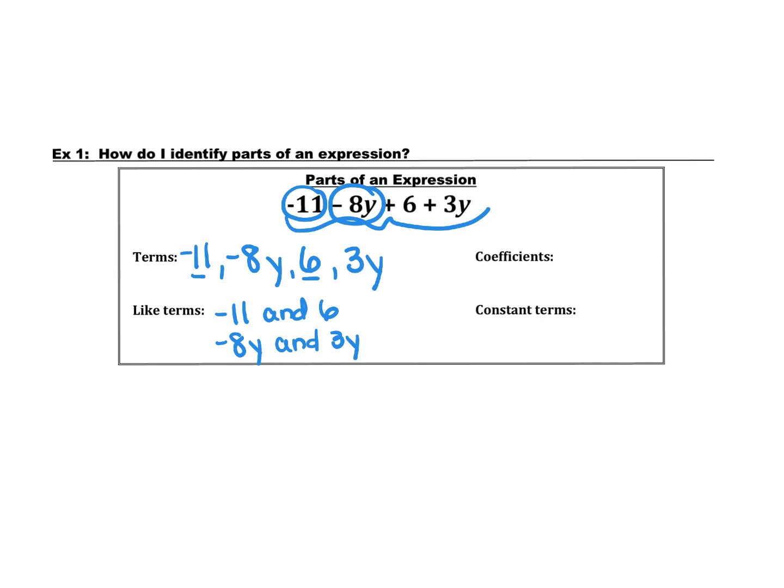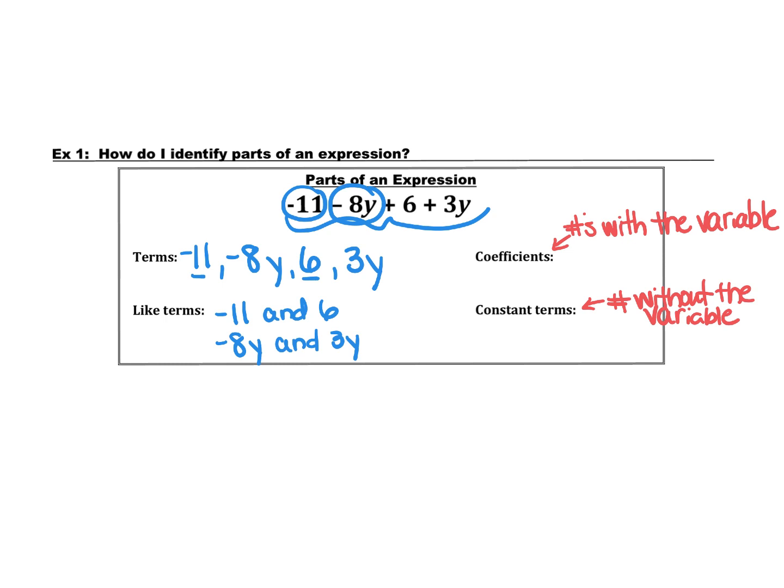Now the coefficients are the numbers with the variable. And then the constant terms, these are the numbers without the variable. All right, so our coefficients, then, the numbers with the variable, and we don't include the variable though.